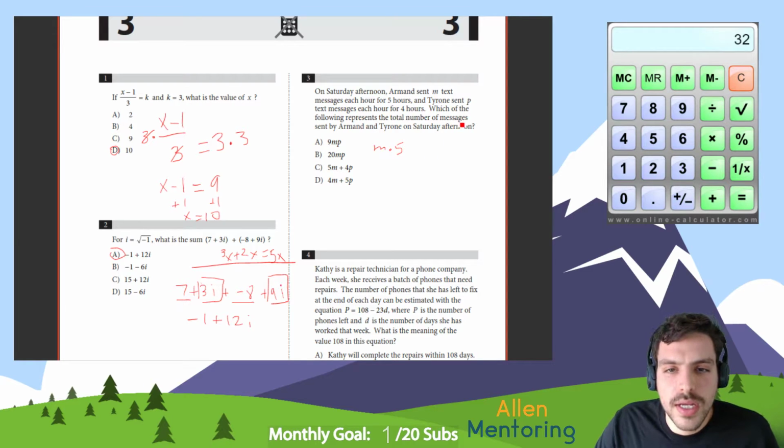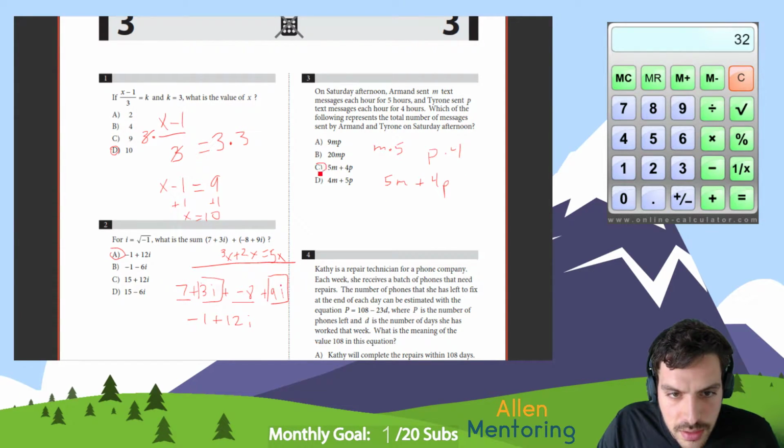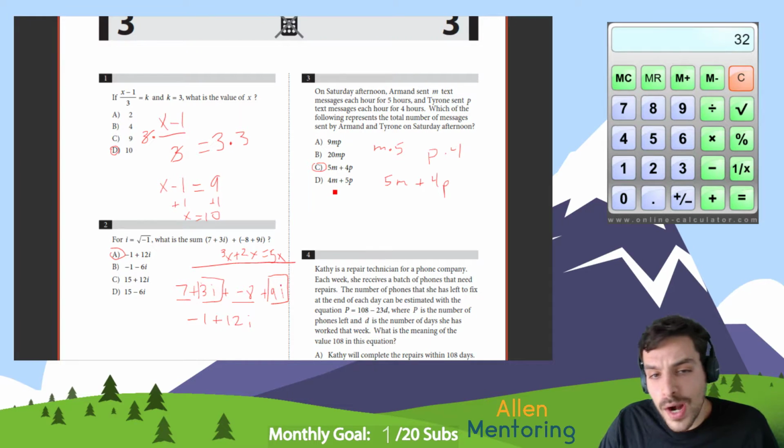So that's Armand, and Tyrone sent P each hour for 4 hours. So Tyrone would be P times 4. And if we were to combine these, it would simply become 5M plus 4P. And we see that in choice C. Now be careful here, look at that, they have 4M plus 5P.